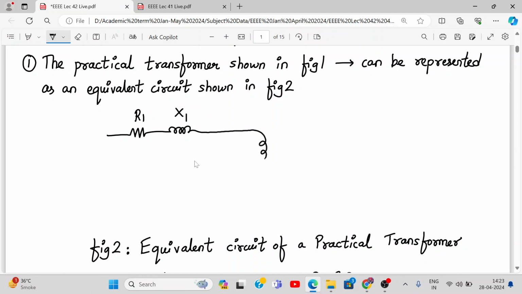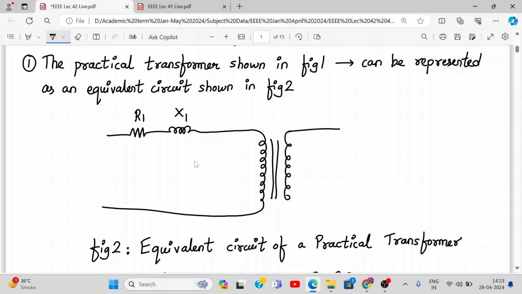Then we have this transformer primary winding. Then we have the iron core. Then the secondary winding. And in the secondary winding we have winding resistance R2 and a small inductance representing the effect of leakage reactance.